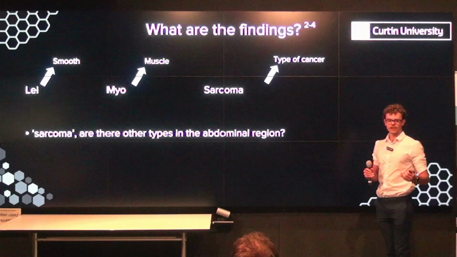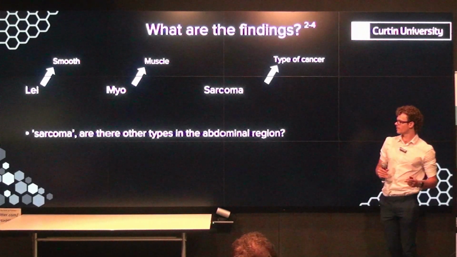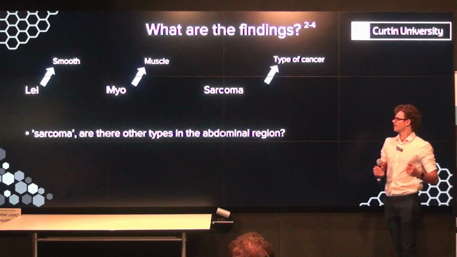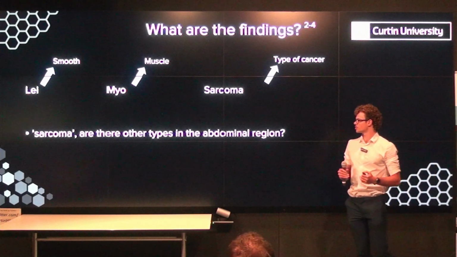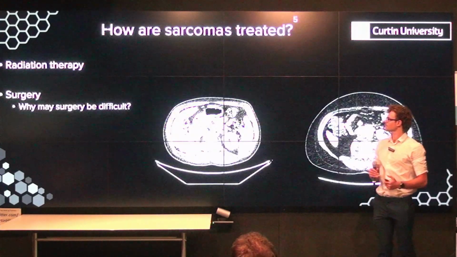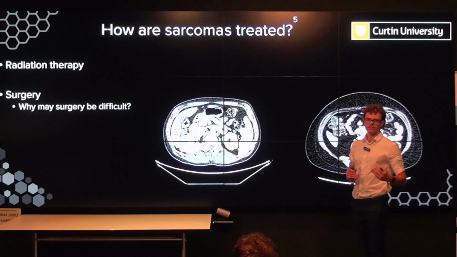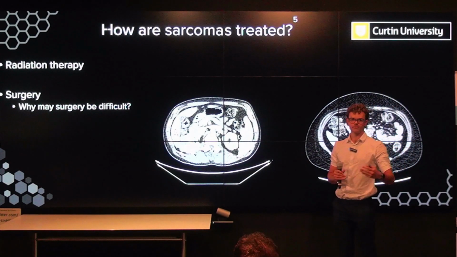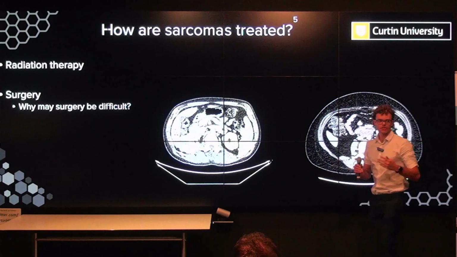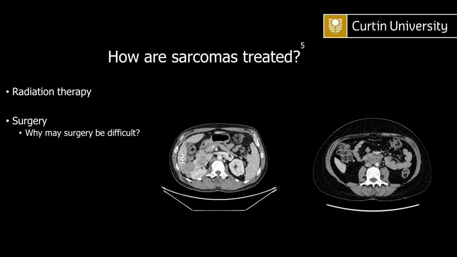So are there any other types of sarcomas in the abdominal region? There are two other types. You have a liposarcoma, lipo meaning fat, and you have a gastrointestinal stromal tumour. However, these aren't in our cases. So how are sarcomas treated? Neoadjuvant radiation therapy, meaning that's the first thing they do, is radiation therapy, just to try to shrink the tumour. That's the first thing we do. But the only known curative is surgery.